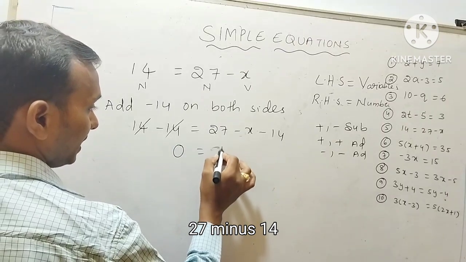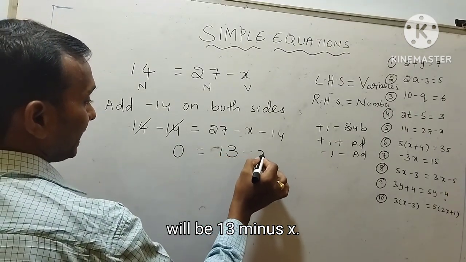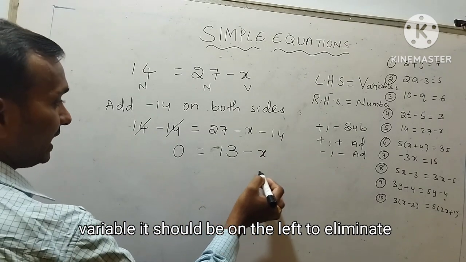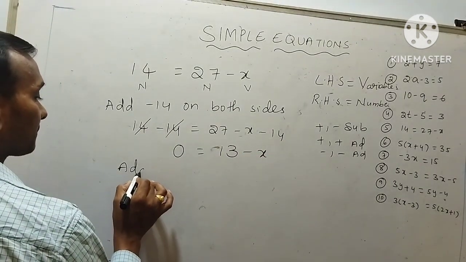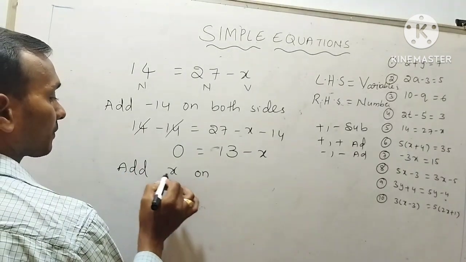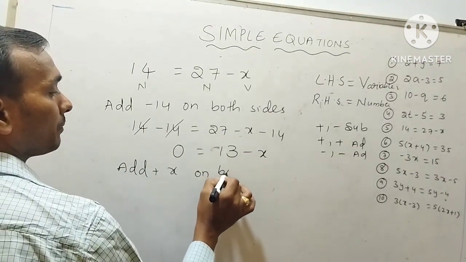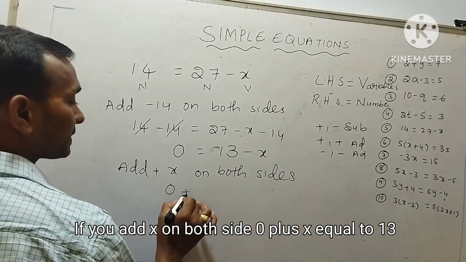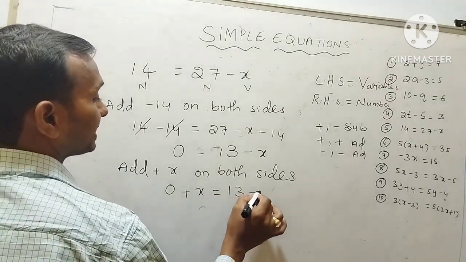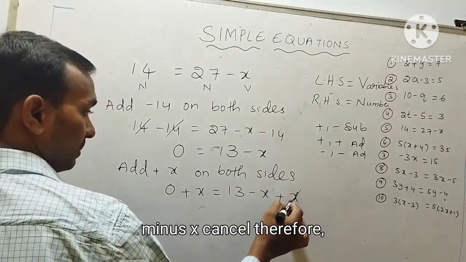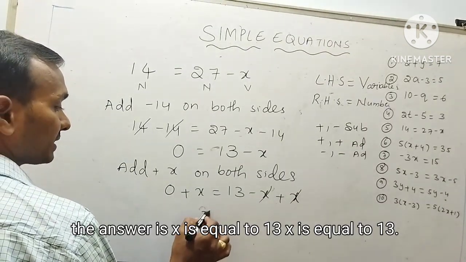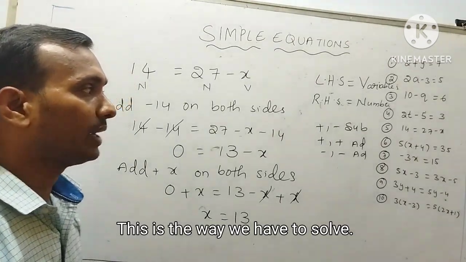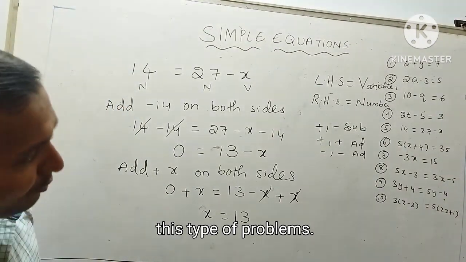27 minus 14 will be 13 minus x. So x is a variable. What is the position of variable? It should be on the left. To eliminate this x, add x on both sides. If you add x on both sides, 0 plus x equal to 13 minus x plus x. Plus x minus x cancel. Therefore, the answer is x is equal to 13. This is the way we have to solve this type of problems.